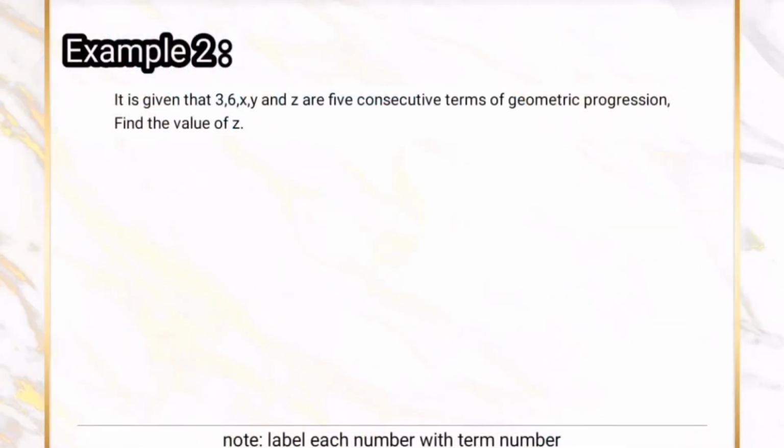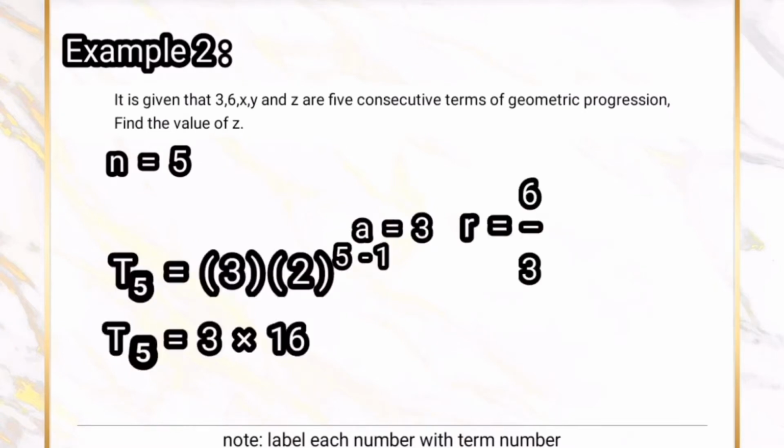Example 2. It is given that 3, 6, x, y, and z are 5 consecutive terms of a geometric progression. Find the value of z. From the question, we know that z is the fifth term, so n is 5. Now, like the previous example, find the value of a and r and substitute in the formula. Your answer will be z equals 48.